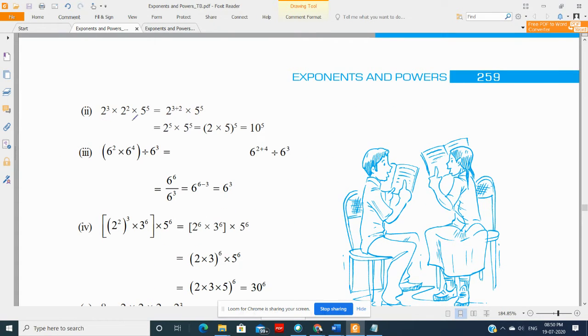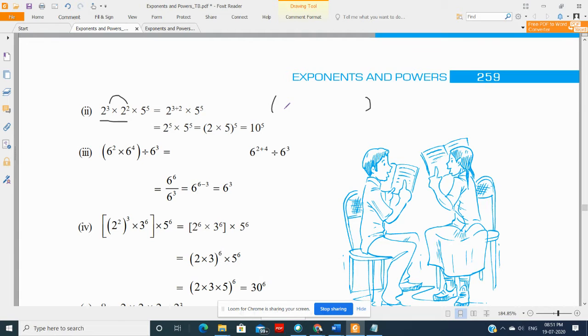2 cube, 2 square into 5 raised to 5. Now if you can see here, 2 same base. Alright. So first settle this. 2 raised to 3 plus 2, because whenever there is same base, the powers will be added, and 5 raised to 5. See, you need to mention here the rules, okay?